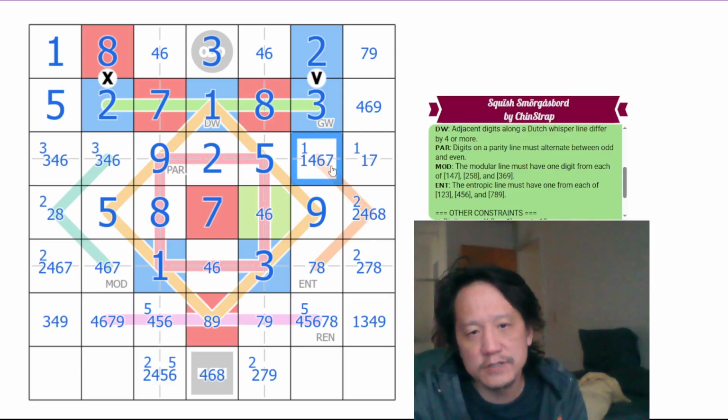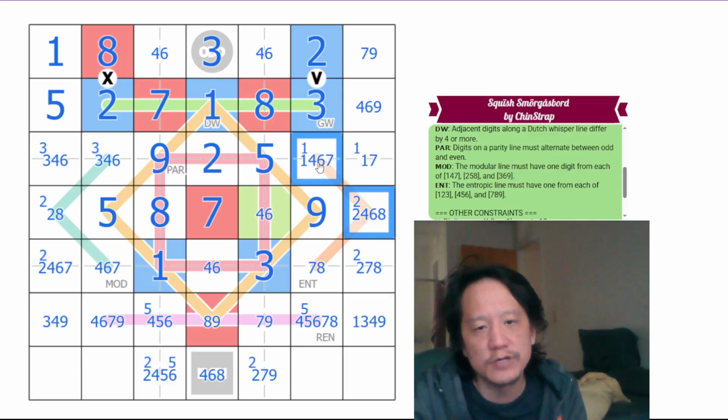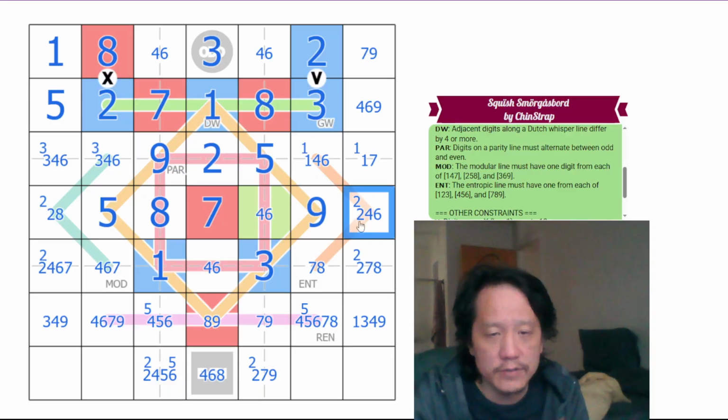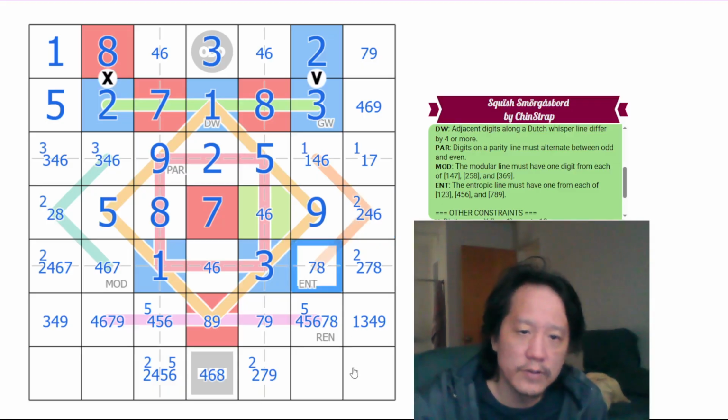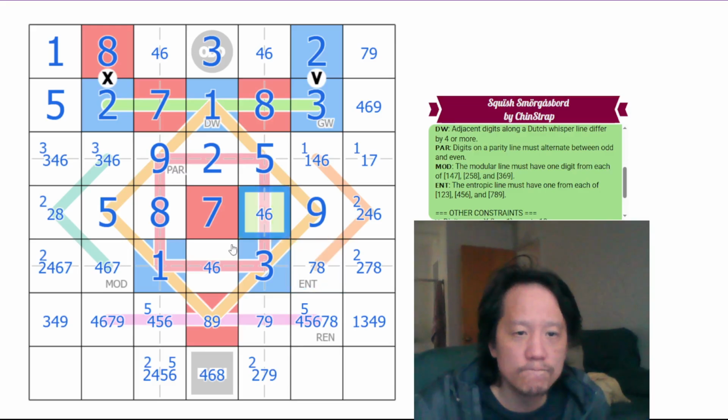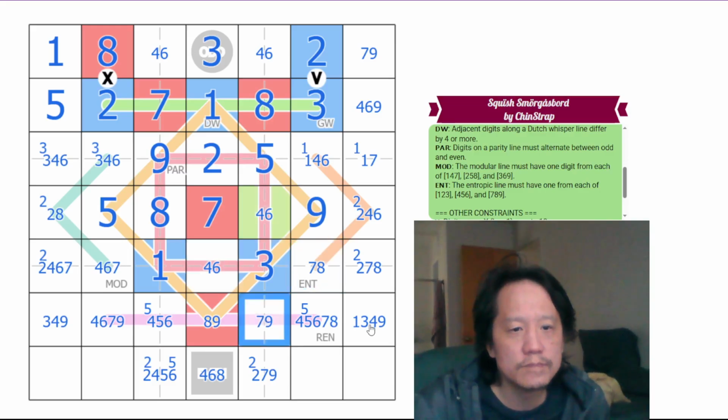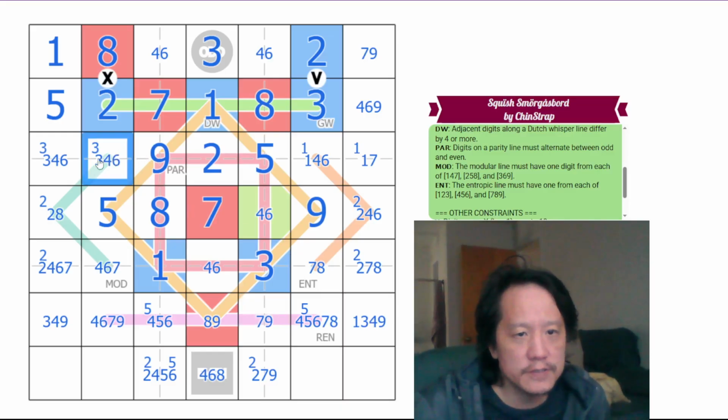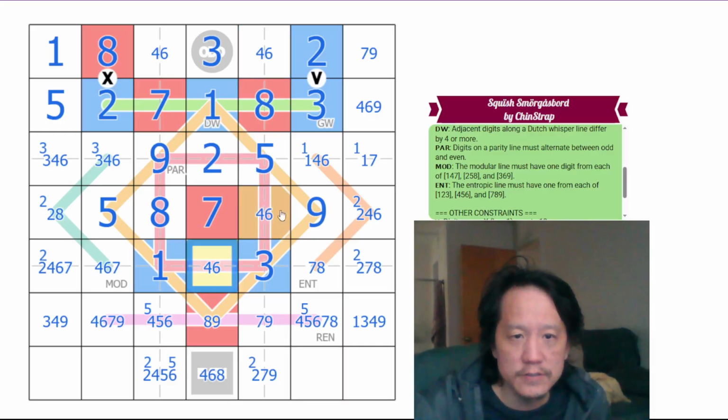That eliminates the rest of the high digits in the rest of this entropic line. So this cannot be 7. This can't be 8. Whatever 4, 6 is here. Okay, so we're going to start coloring these different ones. So we're going to make this orange 4, 6. We'll make this yellow 4, 6. That makes this yellow 4, 6, which makes this orange 4, 6.